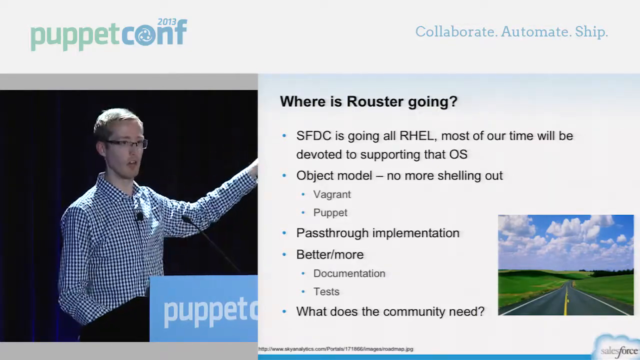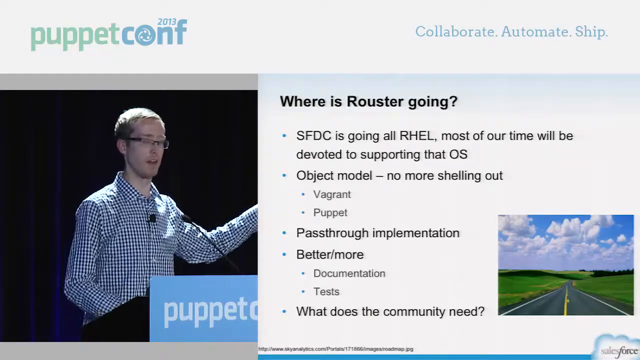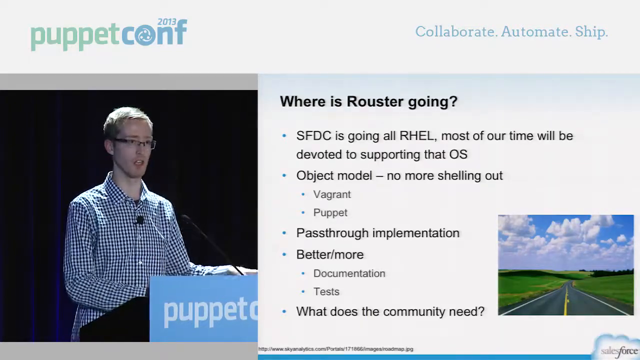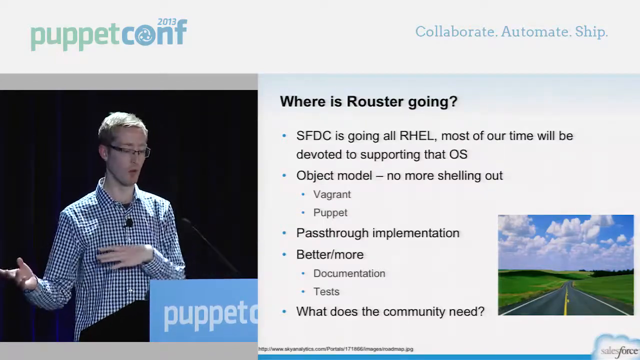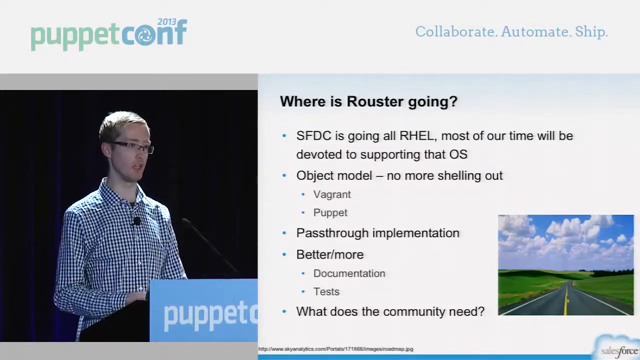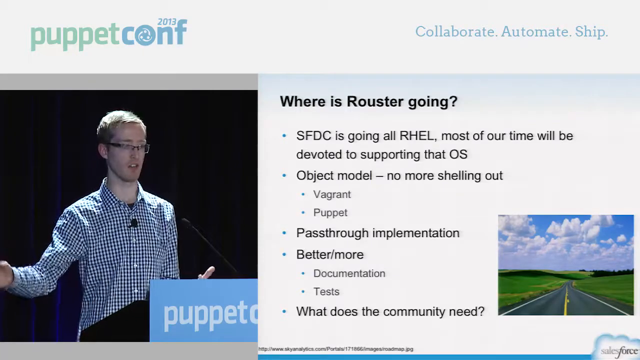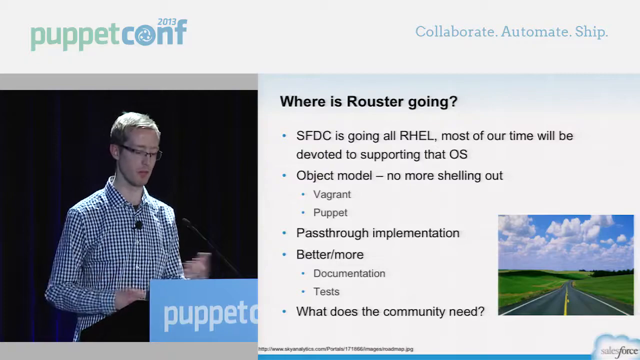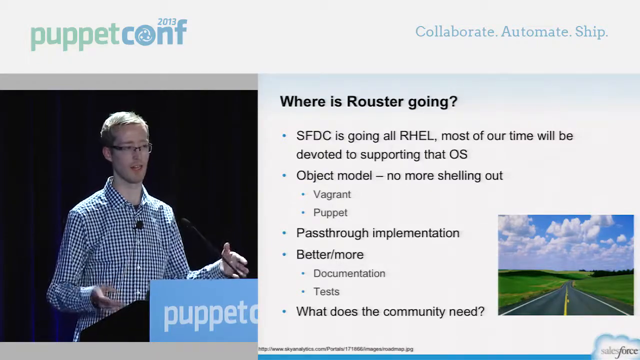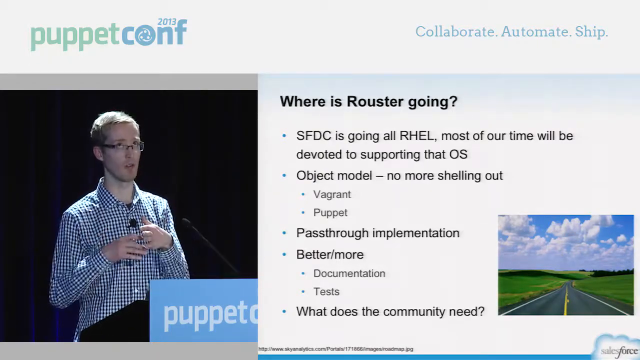OK, ignoring the authorization or authentication bit of it, which you can do with keys, or there are a couple other ways you could do it. If you ignore that, there's really no difference between a machine under your desk, a machine in the data center, or a Vagrant machine. So when we finish the pass-through implementation, you'll be able to run these Rouster tests in or on real hardware.